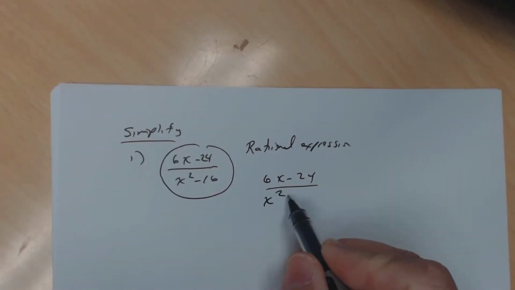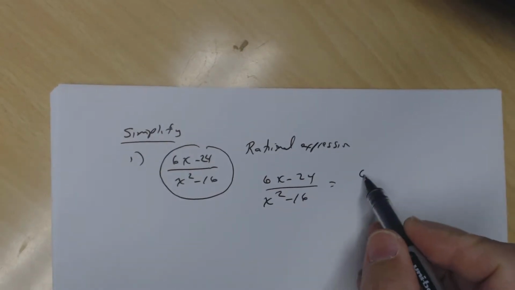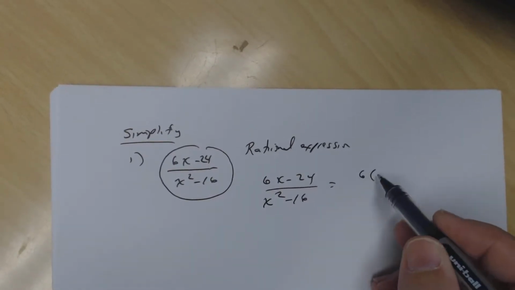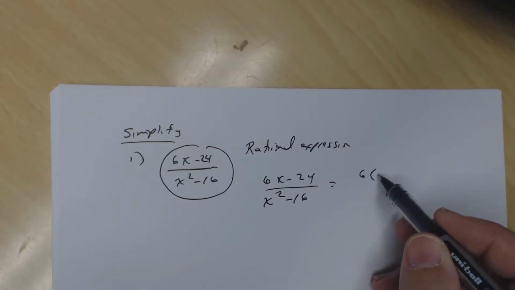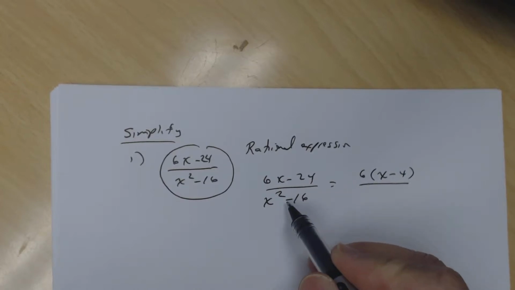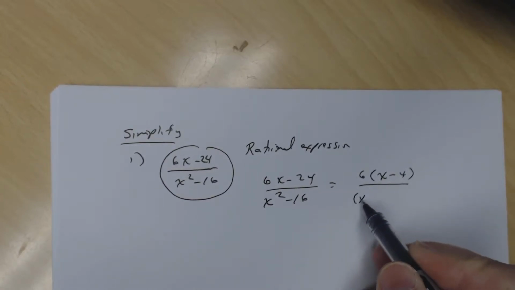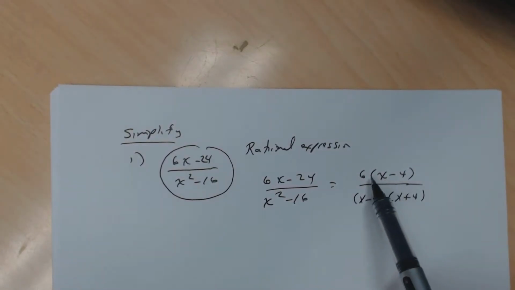All right, so in my numerator, the GCF is 6. I can take out a 6. Always take out the GCF. You must always take out the GCF, factor out the GCF. So I get x minus 4. The denominator is a difference of two squares, so that's going to be x minus 4 times x plus 4. All right, so I factored everything.